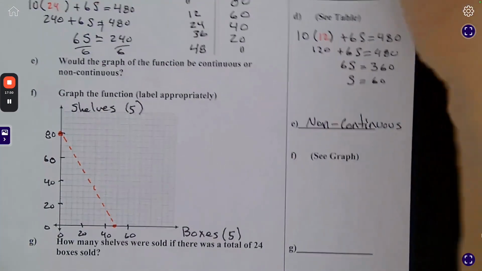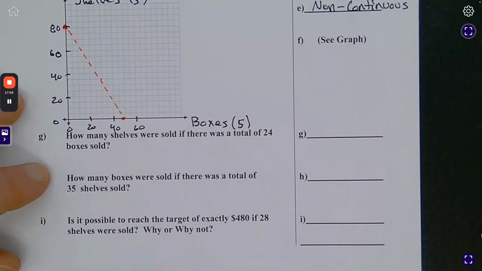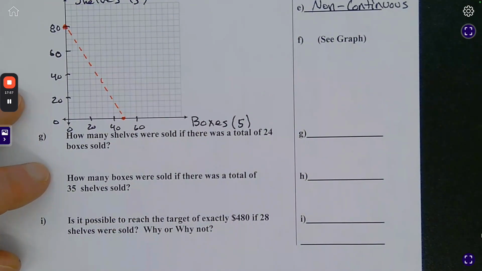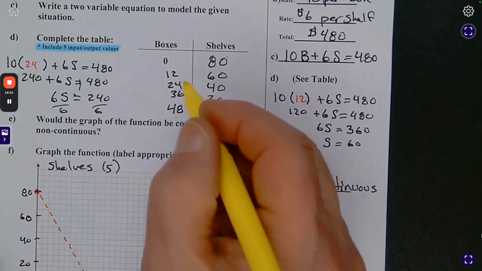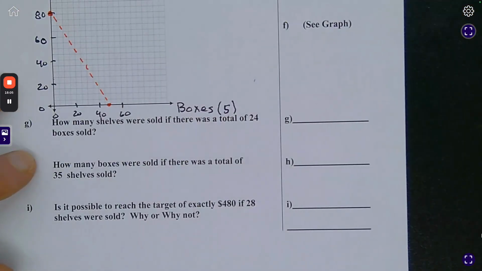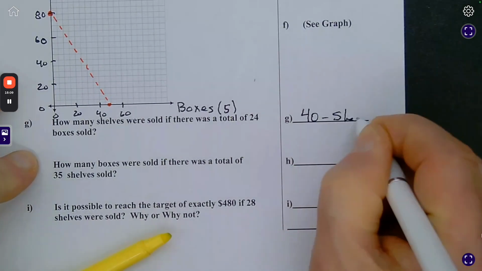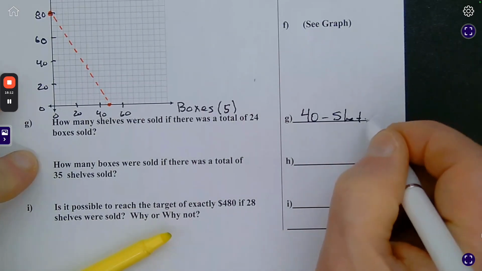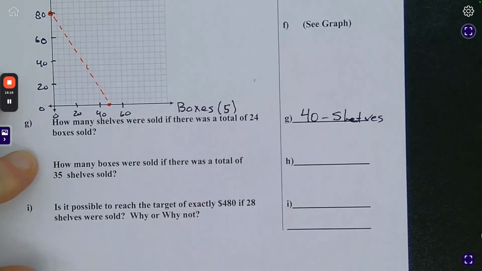Let's answer some questions. Okay, question number 1. How many shelves were sold if there was a total of 24 boxes sold? Hey, I already know that answer. That's in my table. Right there, 24 boxes, 40 shelves. I got lucky. 40 shelves.